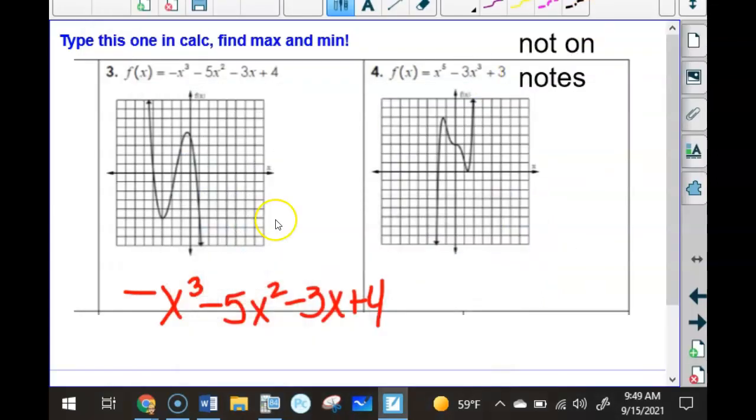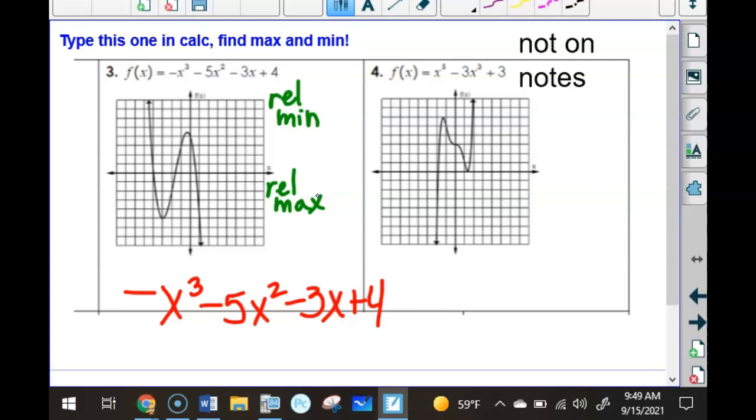Okay, so the question said to find the extrema. So we're going to find this minimum point down here and this maximum point here. Now, are either of those absolutes? No. So we have a relative min and a relative max. Can you please try to find both on your calculator and write those ordered pairs down to the nearest hundredth?